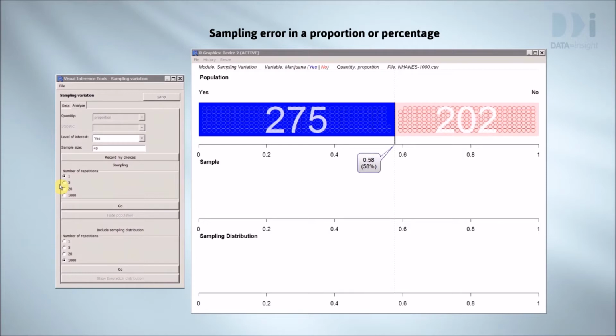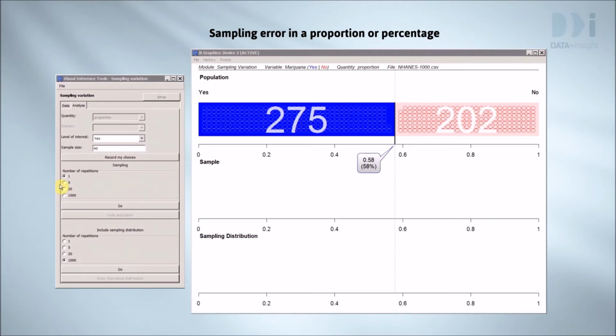Let's use the marijuana question, which was answered by 477 people, of whom 275, or 58%, said, "Yes, I've tried marijuana." First, to explain the upper display. Again, this is a representation of our population. We've drawn a segmented bar.